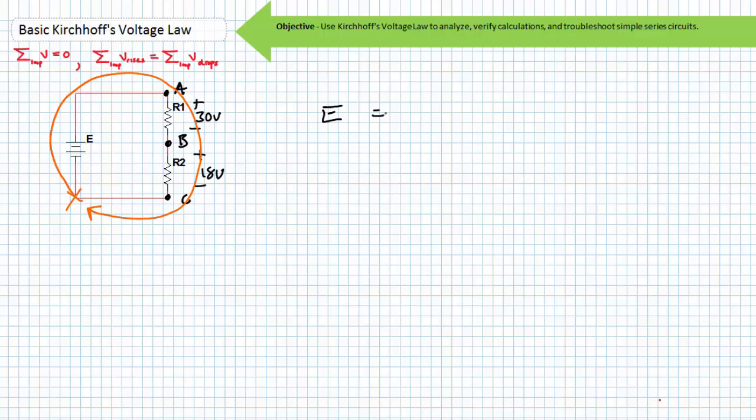Now we travel through element 1, positive to negative for a drop of 30 volts, and it goes on the right-hand side of the equation. Finally, we travel through element 2, positive to negative, for a drop of 18 volts, which goes on the right-hand side of the equation. We quickly and easily realize that E is a 48-volt source and must be oriented in the following fashion to induce a voltage drop across element 1 and 2 with the indicated polarity.